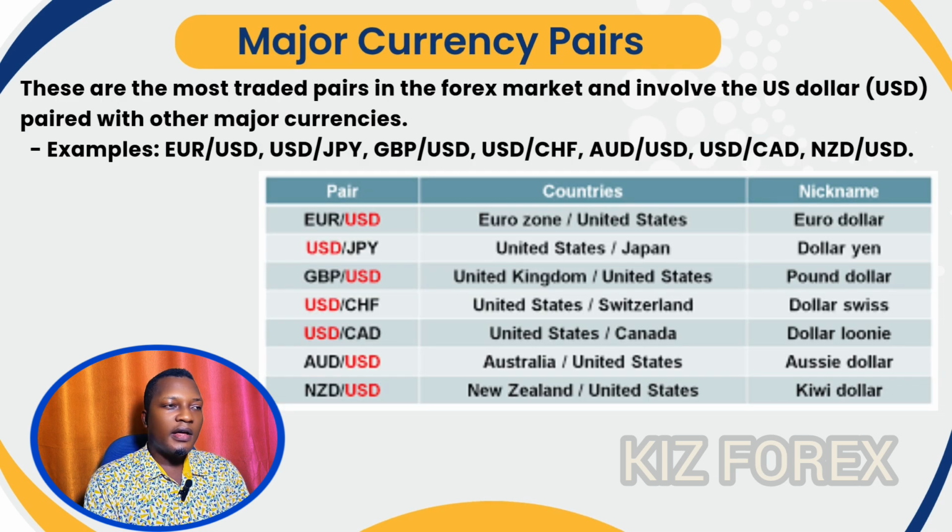Major currency pairs are the currency pairs that mostly involve the US dollar, and we have about 7 of them. As you can see in this graphical representation, we have the Euro USD, the USD JPY, the GBP USD, the USD CHF, the USD CAD, the AUD USD, and the New Zealand dollar USD. So these are the major currency pairs we have in the Forex market. We regard them as major currency pairs because they involve the US dollar.